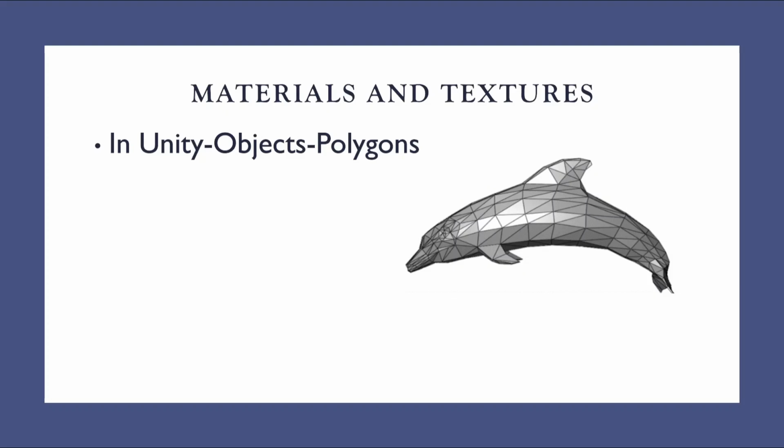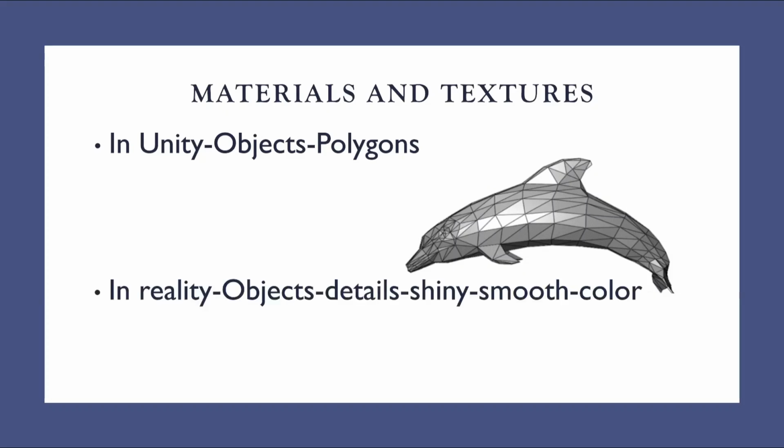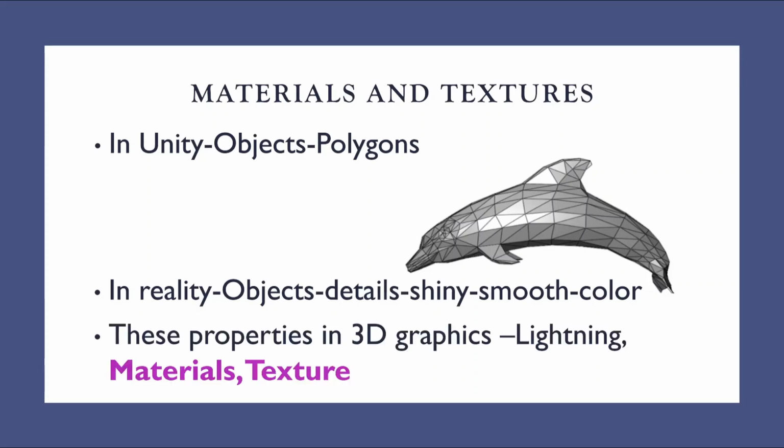Why? Because in reality, objects have details: the surface may be smooth or rough, the surface may be shiny, or there may be some colors available, isn't it? Such details will be available on our real objects. If you want to have such properties in your VR objects using Unity, that is possible by using the lighting, material and texture concepts.